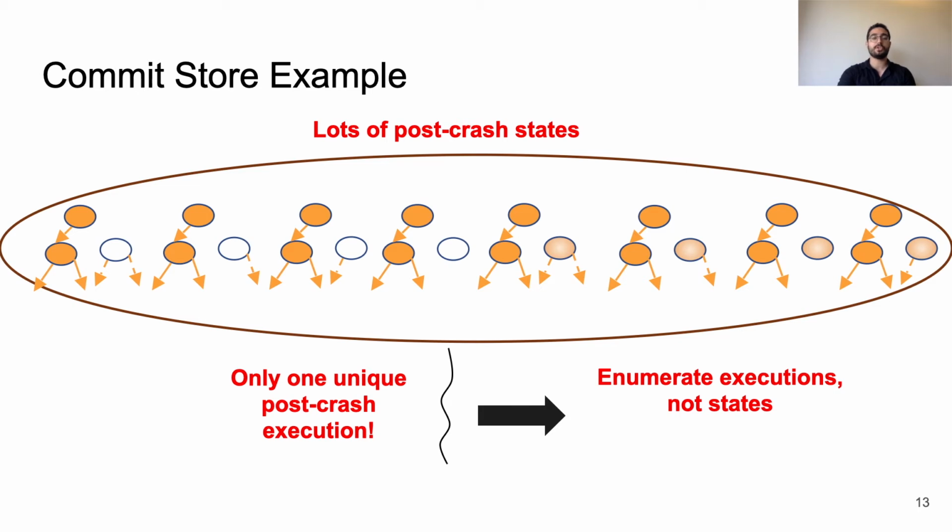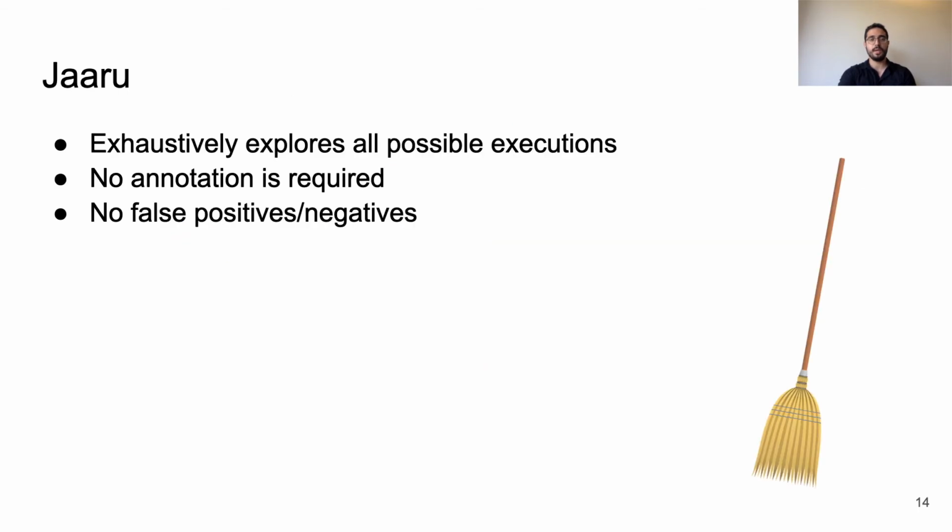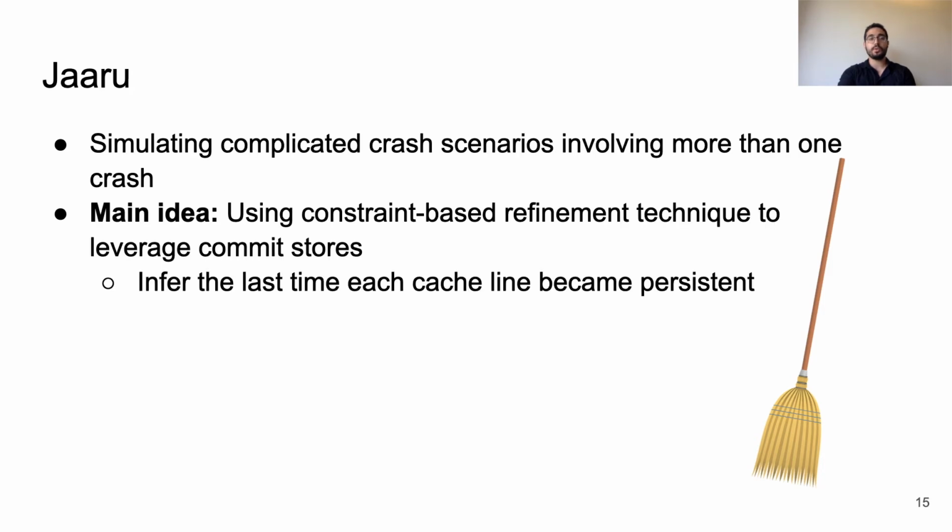Our insight is to leverage the commit store pattern and enumerate executions instead of memory states to make model checking practically feasible. Based on this insight, we implemented Jaaru to exhaustively explore all possible executions to find crash consistency bugs in the program. Jaaru doesn't require any annotations or modifications on the existing program. Also, it does not generate any false positives or false negatives. Any bug it reports is a real bug with the corresponding execution trace leading to the bug. Jaaru is capable of simulating complicated crash scenarios with more than one crash for testing the recovery code.